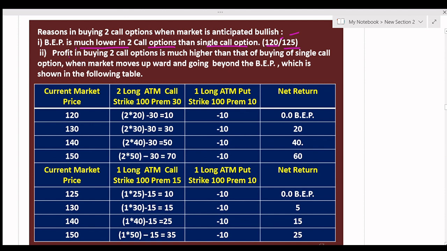The next point is the profit in buying 2 call options is much higher than that of buying a single call option when the market moves upward and goes beyond BEP, which is shown in the following table.